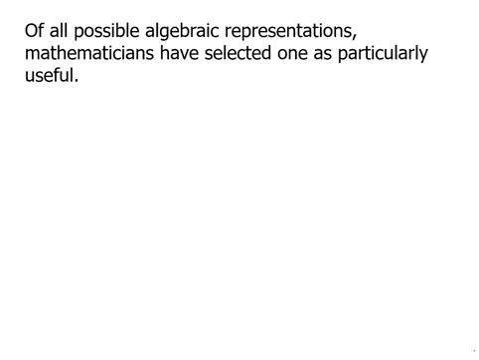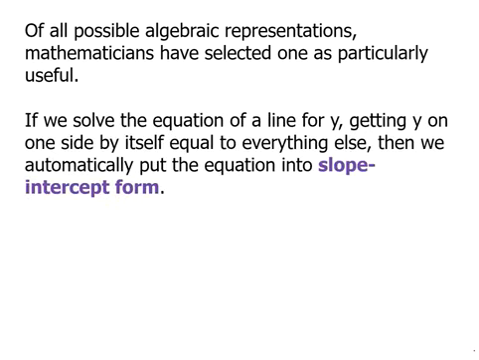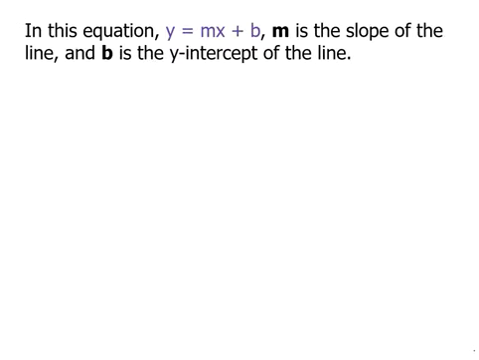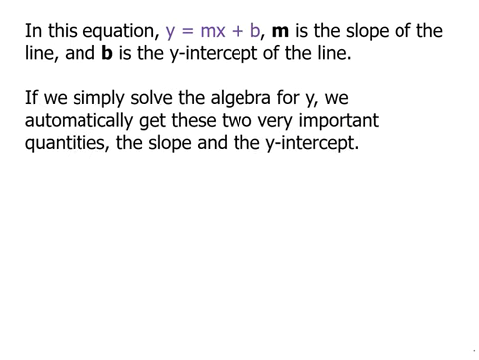That's an important idea. Of all possible algebraic representations, mathematicians have selected one as particularly useful. If we solve the equation of a line for y, getting y on one side by itself equal to everything else, then we automatically put the equation into what's called slope-intercept form, or y equals mx plus b form. In this equation, m is the slope of the line and b is the y-intercept. If we solve the algebra for y, we automatically get these two very important quantities, the slope and the y-intercept.